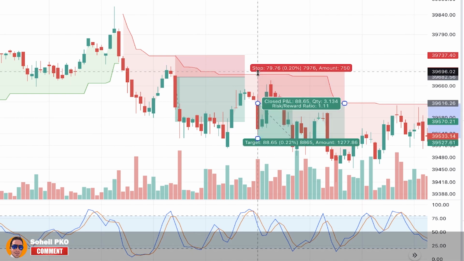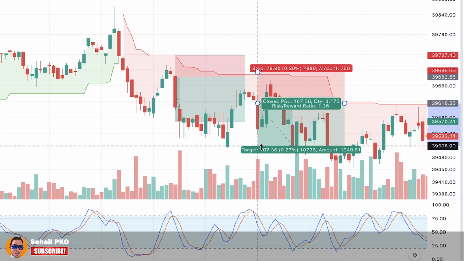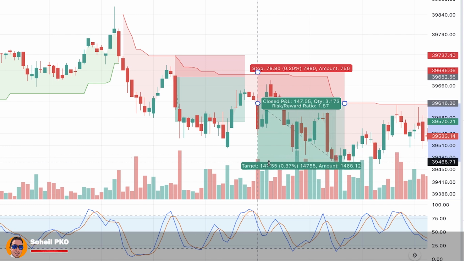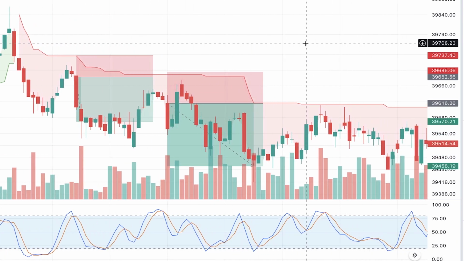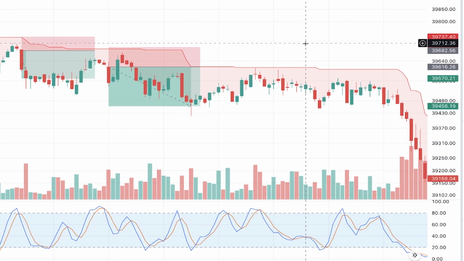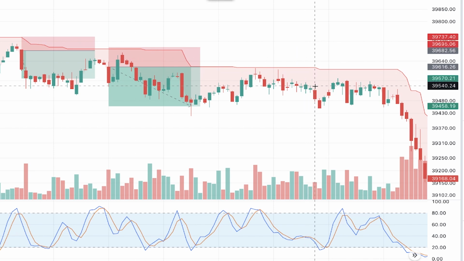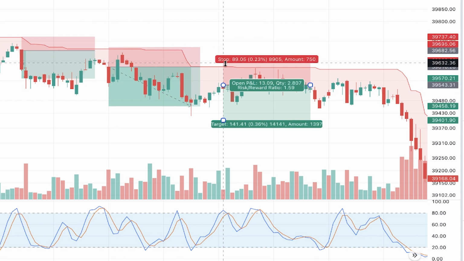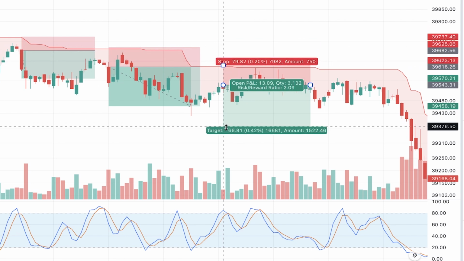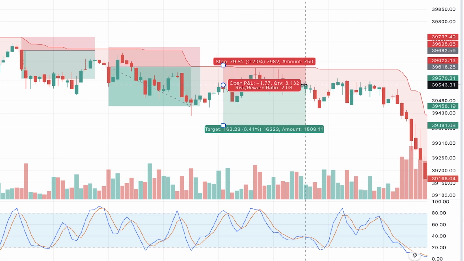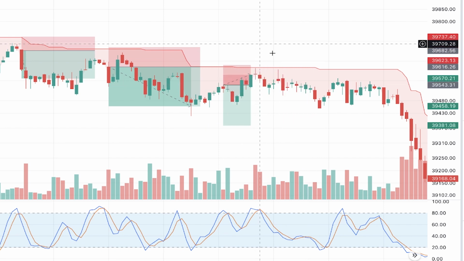The stop loss above the super trend line and the profit target at this point make the risk to reward ratio 2. If we move forward, we can clearly see we have many more good signals. Another one, for example, here: the stop loss above the super trend line and the profit target here. Another opportunity again here at this point.